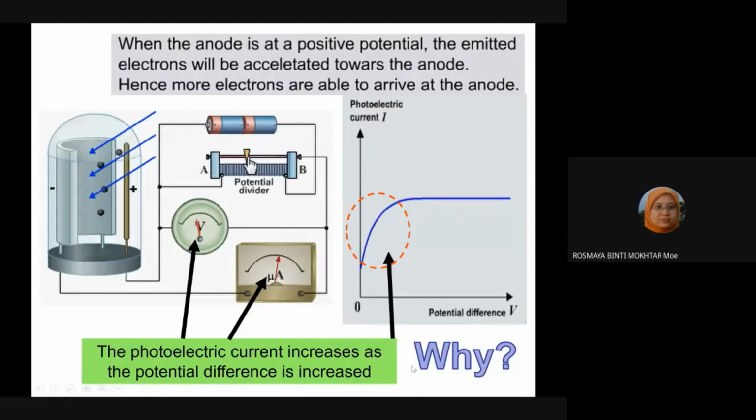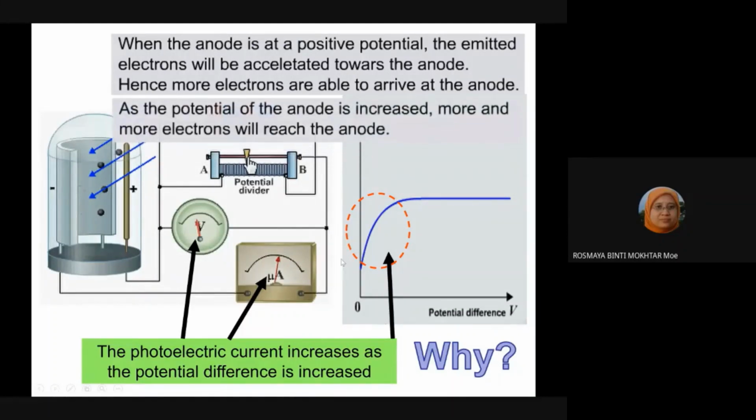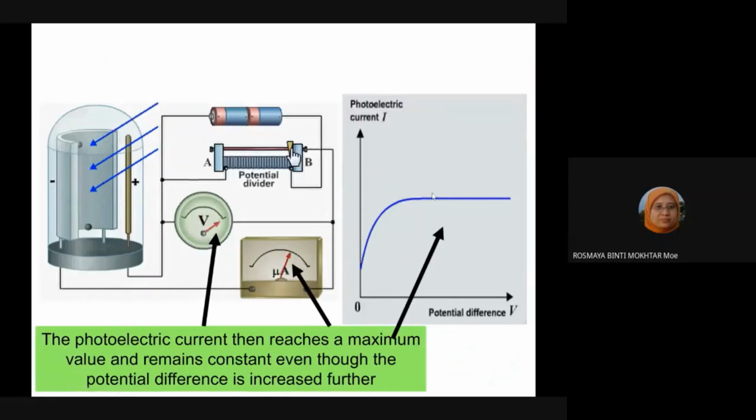Okay, next we go to the third part. As the potential of the anode is increased, more and more electrons will reach the anode until the maximum here. It turns out to be the maximum photoelectric current. So why did this happen? Why does the photoelectric current reach a maximum value, and then remain constant even though the potential difference is increased further?